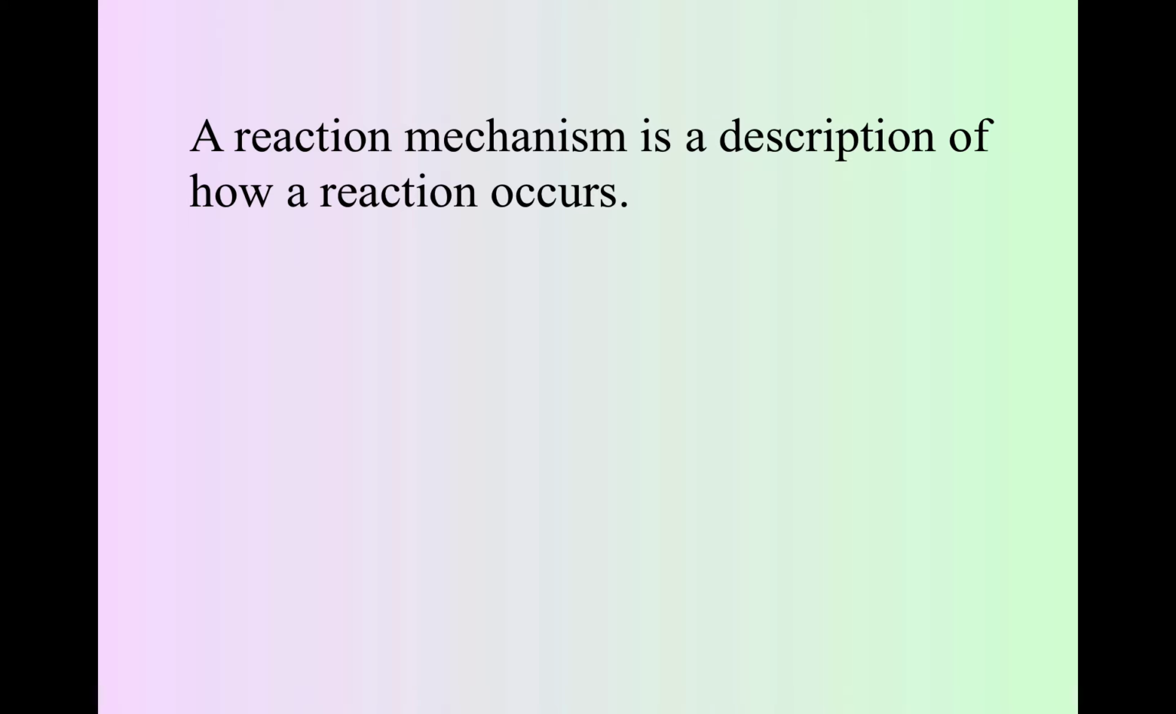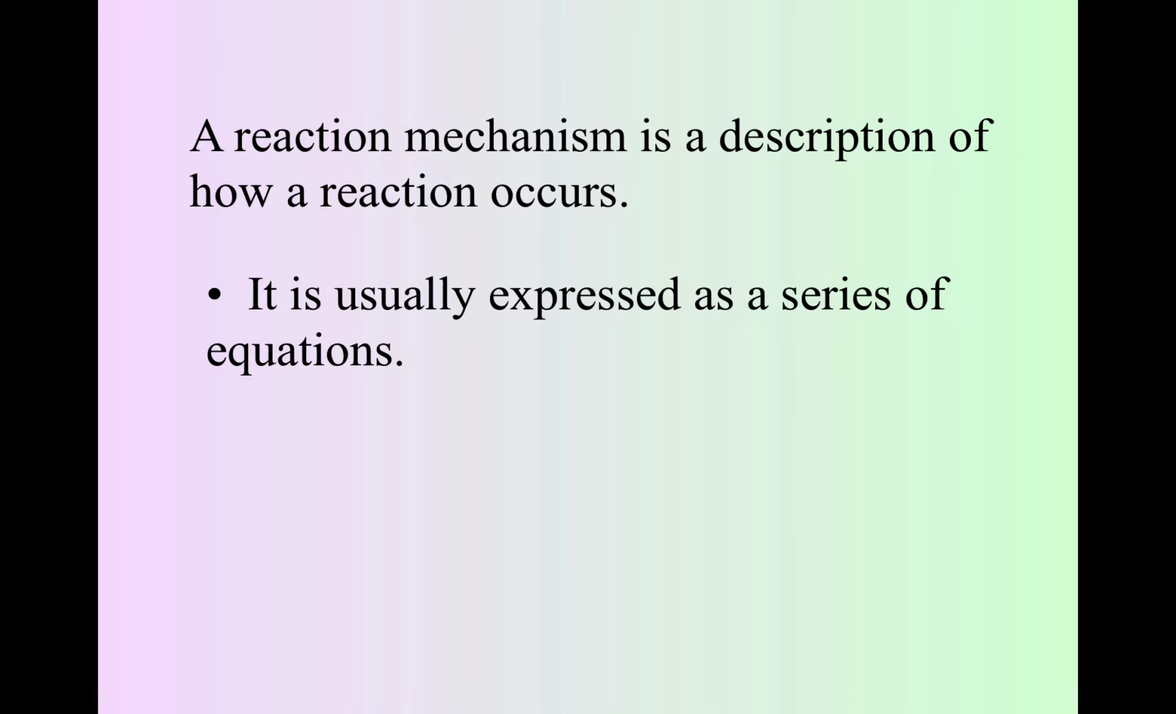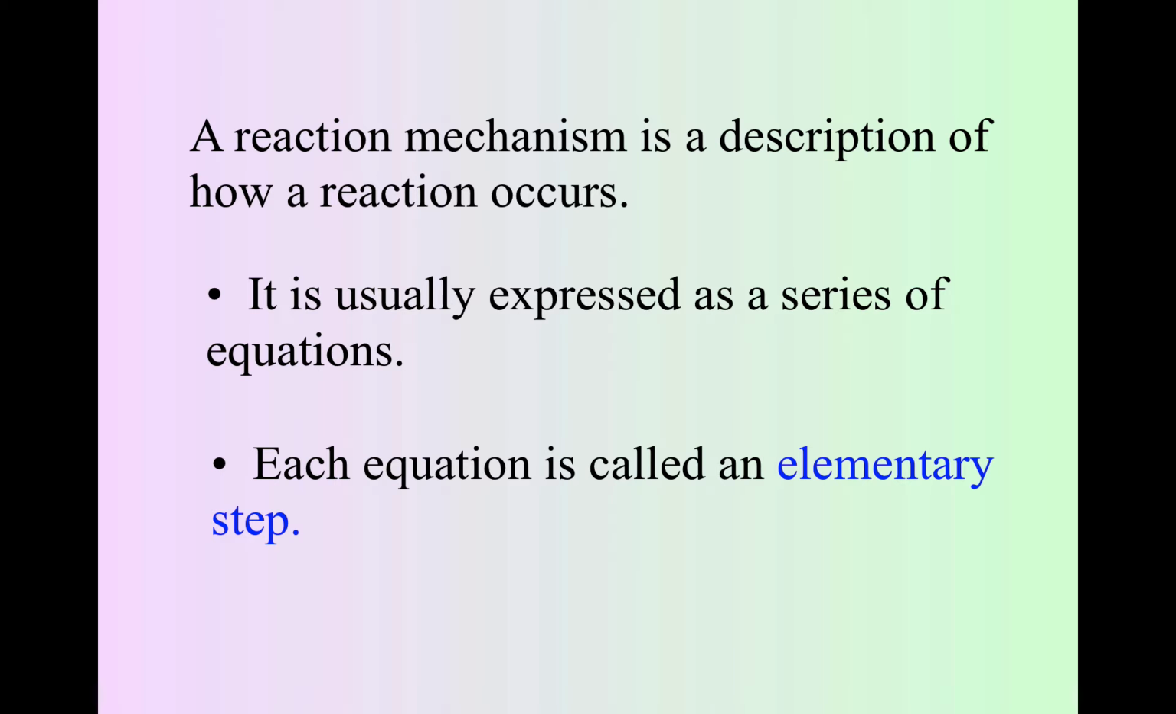So a reaction mechanism is a description of how the reaction occurs. Again, it's the collision theory, so things have to collide in order to react. So it's expressed as a series of equations. Each equation is called an elementary step. And when you add the elementary steps together, you get the overall equation.